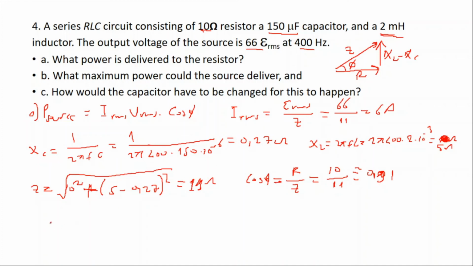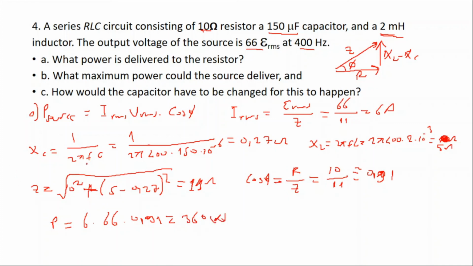So now once we know every term, we know cosine phi and we know I RMS, V RMS, we now can calculate the power delivered by the source. P will be equal to I RMS, which is 6, times V RMS, which is 66, times cosine phi, which is 0.91. This will give us 360 watts. This is A.